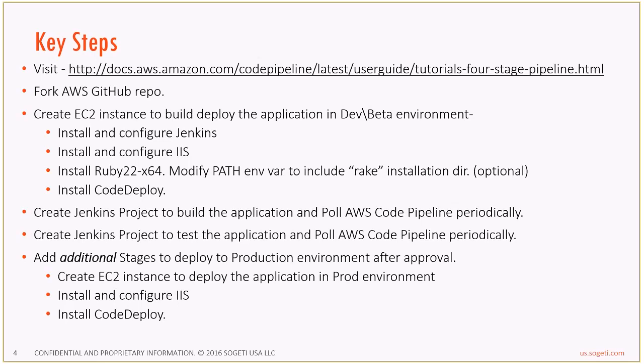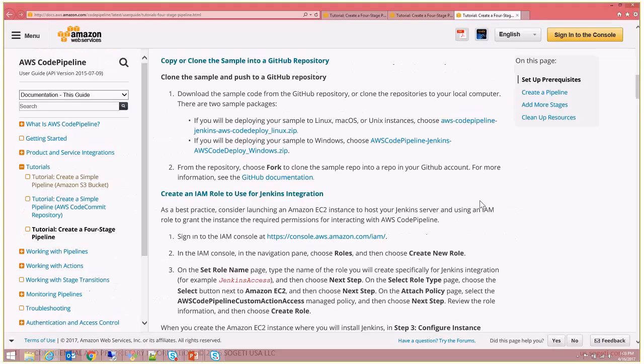Now, the original tutorial is only for 4 stages. But for this demo, we have extended that tutorial to add 2 additional stages for manual pre-approval and deployment into the production environment. And for that we have created another EC2 instance, and on that EC2 instance we have installed and configured IIS, and we have installed CodeDeploy. So let's now go ahead and take a look at our code pipeline.